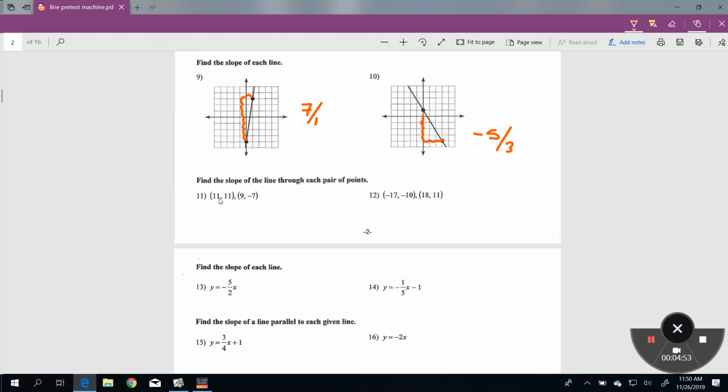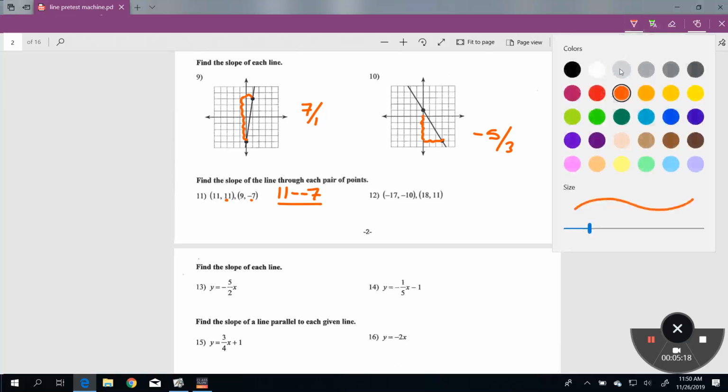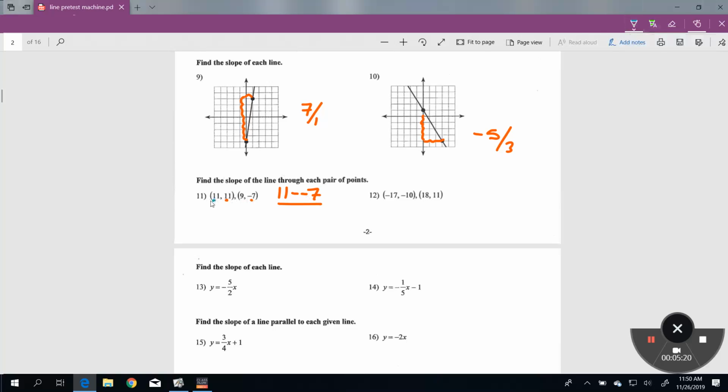So number 11, it says find the slope. So I'm going to go y minus y. So 11 minus a minus 7. So that was y minus y. Now I'm going to do x minus x. So x minus x, 11 minus 9. So minus and minus turns into a plus, so that's 18 over 2, which makes 9.